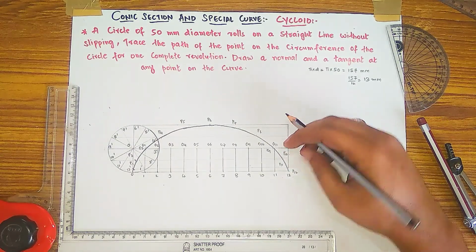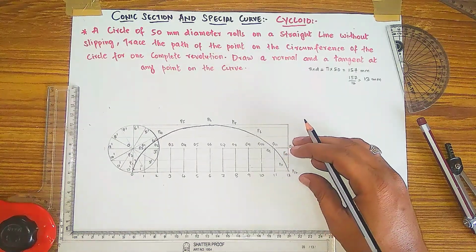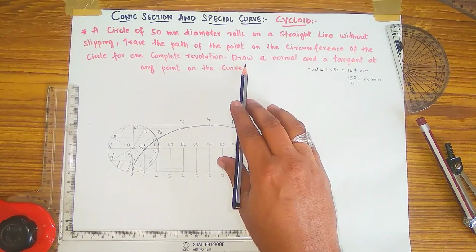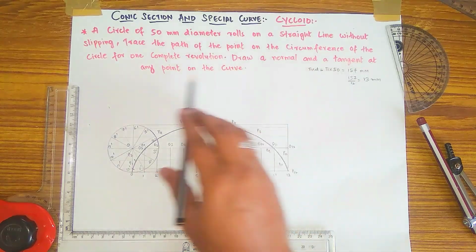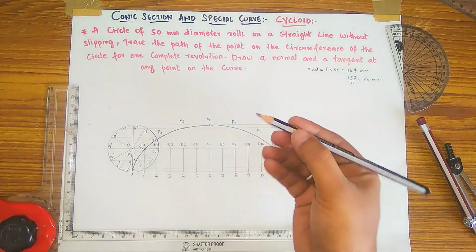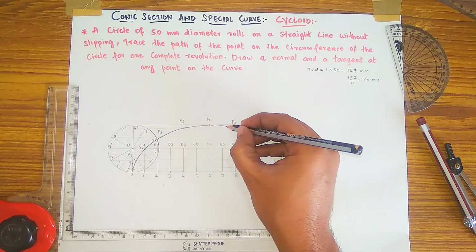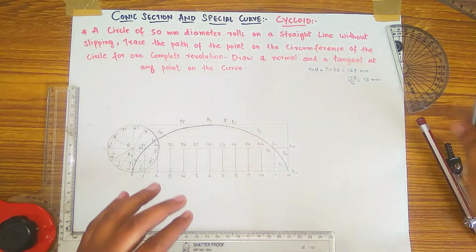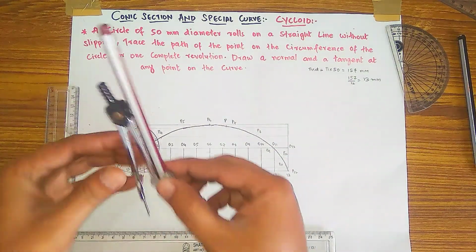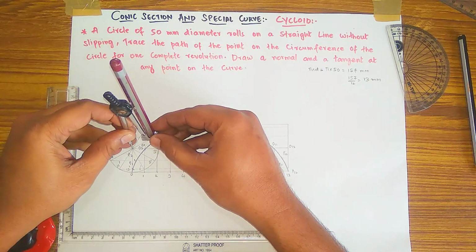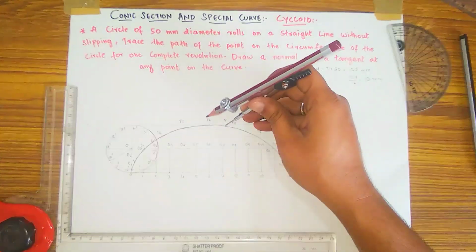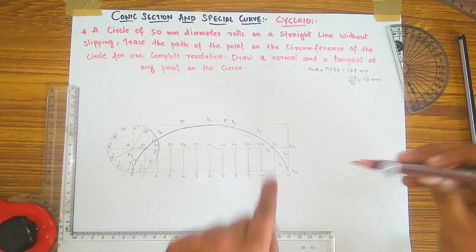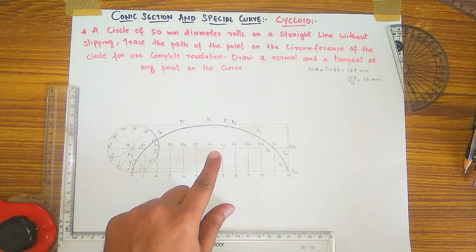Your cycloid is constructed. Now after that you also have to draw the normal and tangent as given in the question. Draw a normal and a tangent at any point on the curve. So take a point anywhere on this curve. I am taking it here and calling it P. Then from here, take a divider and measure the diameter of this circle, and keeping on P, put an arc on this O1 line, and label that point as O.